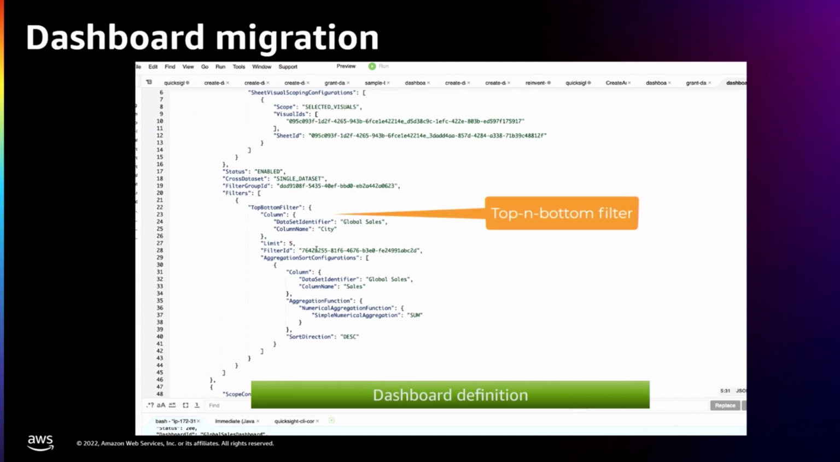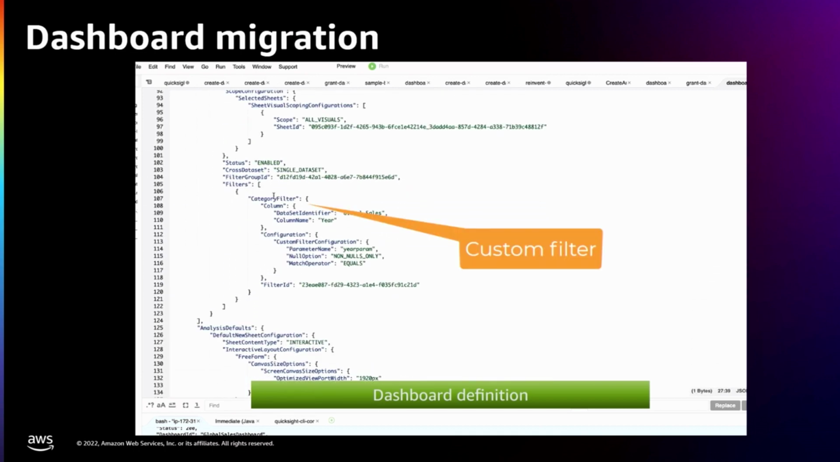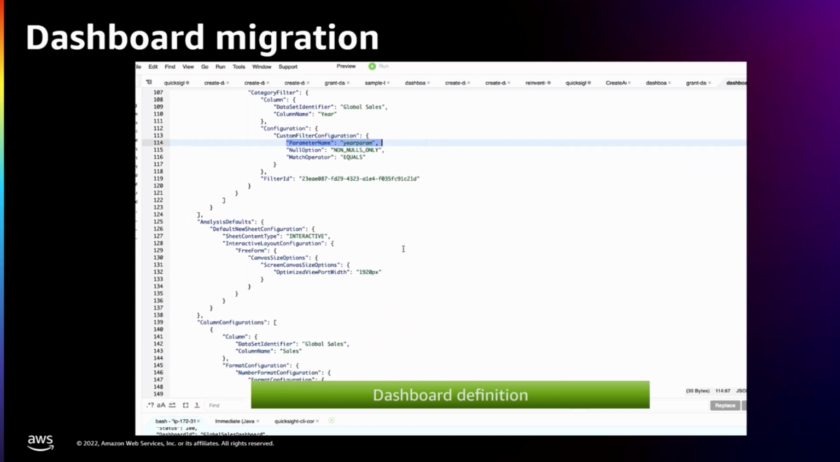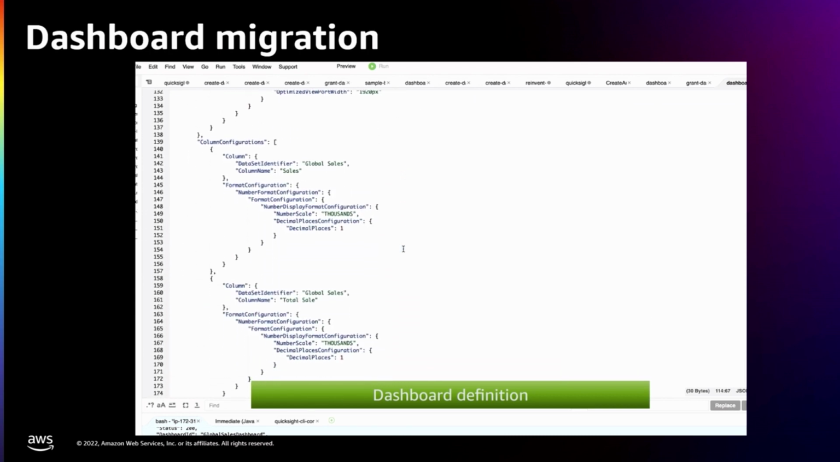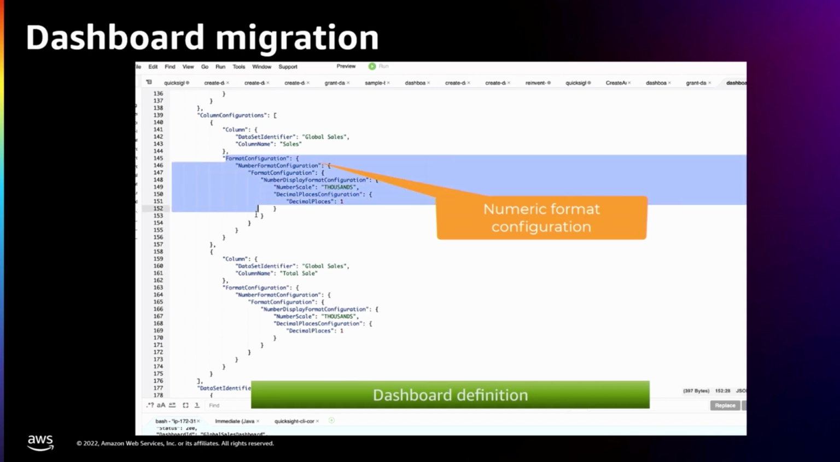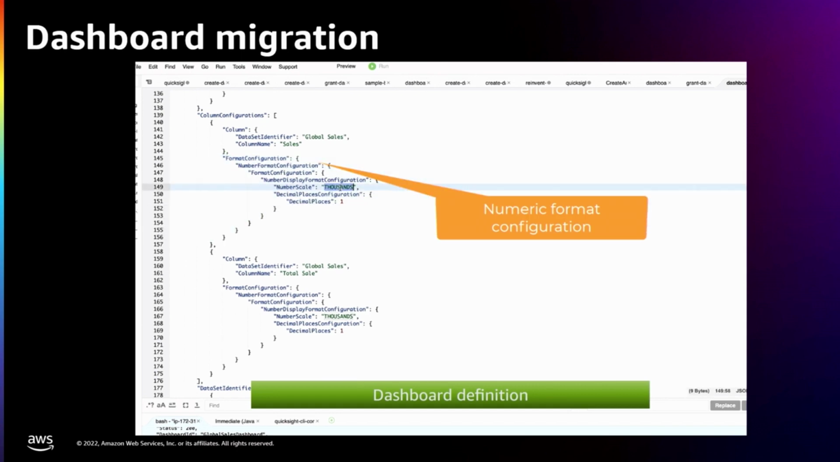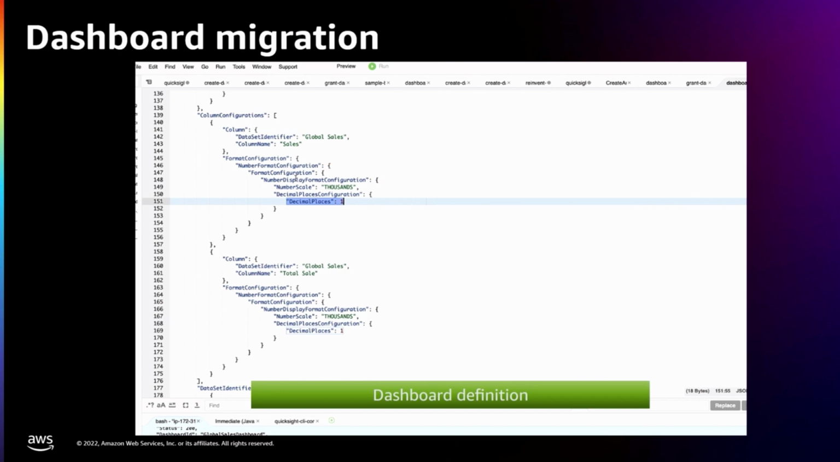So now we have created the dataset. Let's take a look at what the dashboard definition looks like. In our dashboard, we have a top and bottom filter, which is top 5 cities by total sales. Then we also have a custom filter using parameters. The custom filter is year. So we define that. Then we also specify the numeric format. We have decimal places.